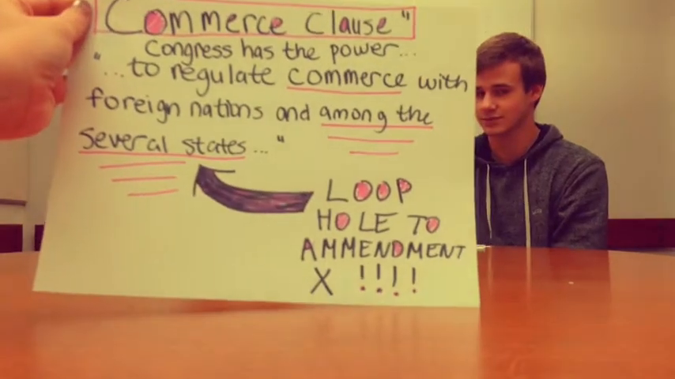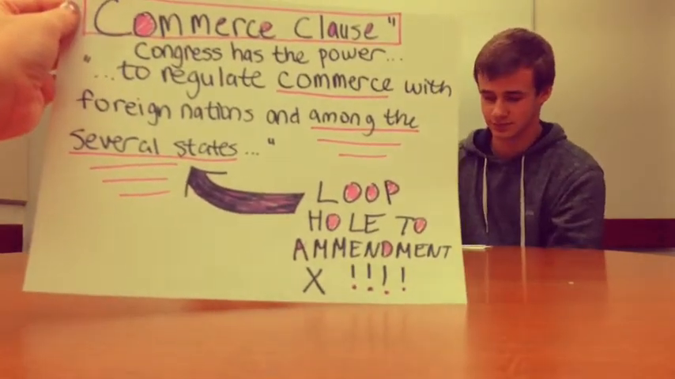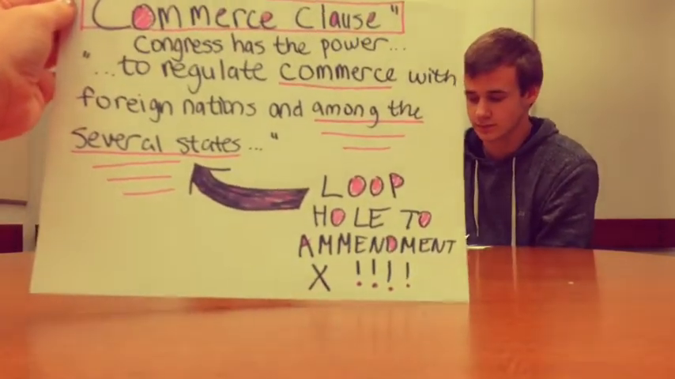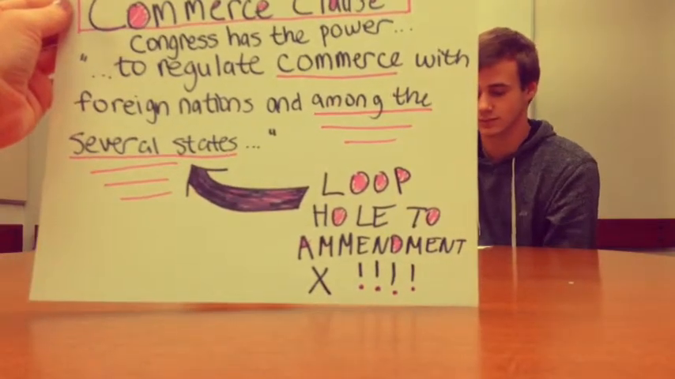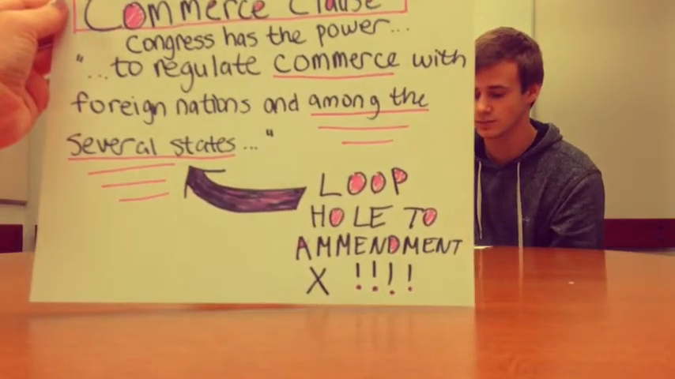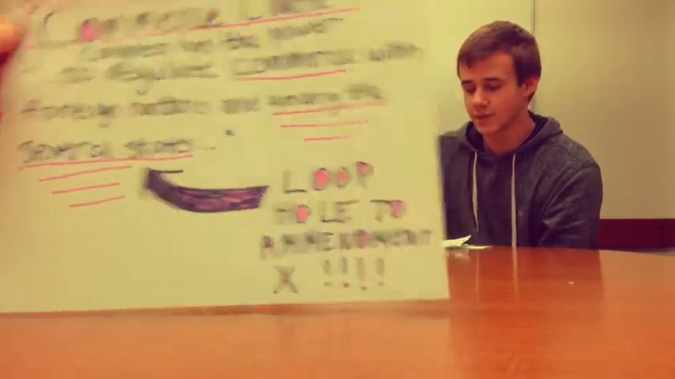The Commerce Clause in Article 1, Section 8, Clause 3 states that Congress has the power to regulate commerce with foreign nations and among the states. The 10th Amendment practically works in Washington State's favor because in our state, same-sex marriage and recreational marijuana are legal, which are two things not yet legal in the federal government.